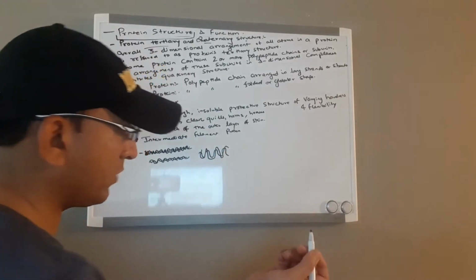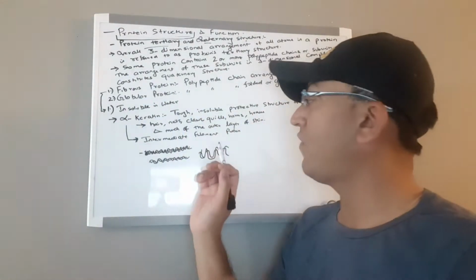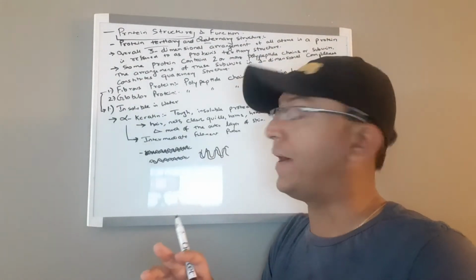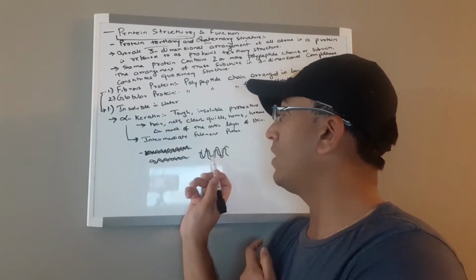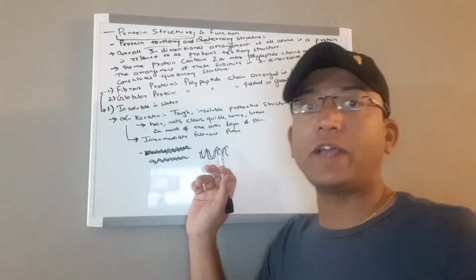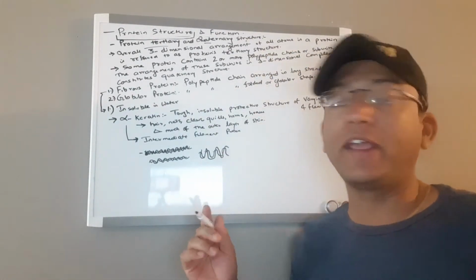Maybe like this, something like this. But the surface where these two alpha helices touch is made up of hydrophobic amino acids. So in between, where they touch each other, the amino acid residues are hydrophobic, and their R groups are meshed together in a regular interlocking pattern.